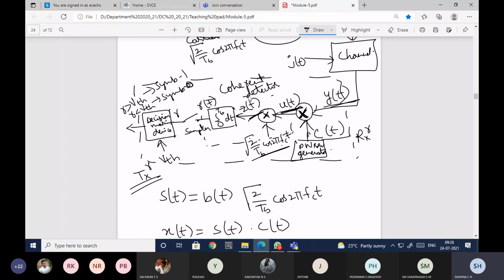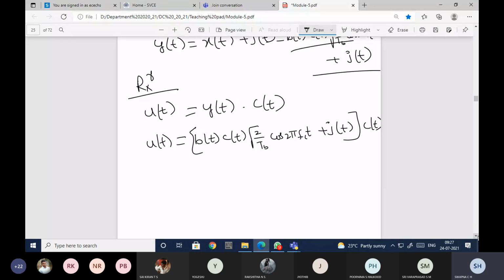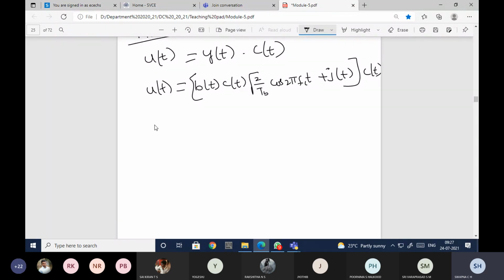The multiplier here is nothing but the coherent detector. So what will it do? u of t will get multiplied with root 2 by Tb cos 2 pi fct, and it is then integrated. What is it? z of t. z of t is nothing but u of t multiplied with root 2 by Tb cos 2 pi fct.